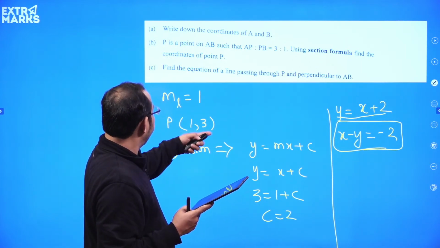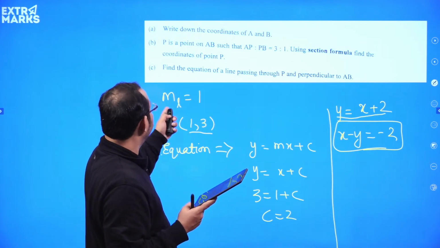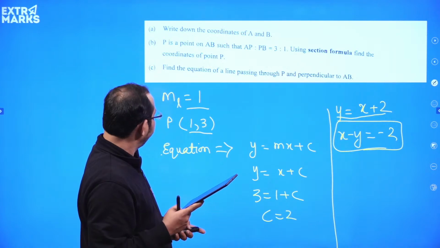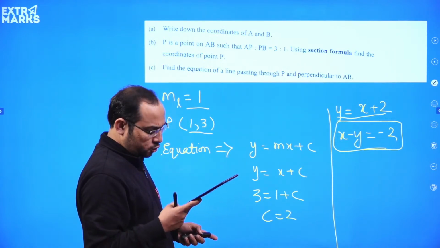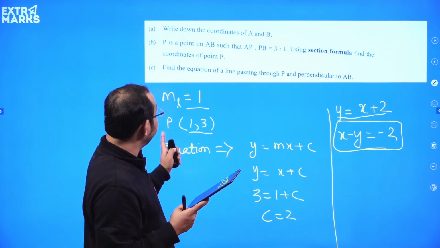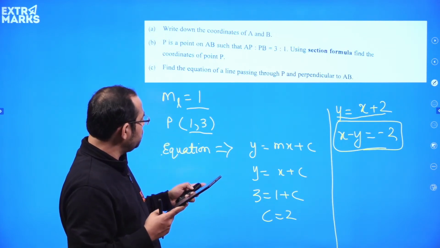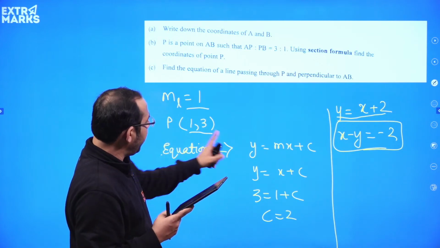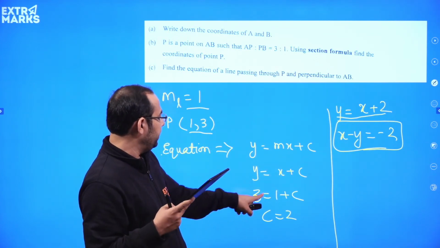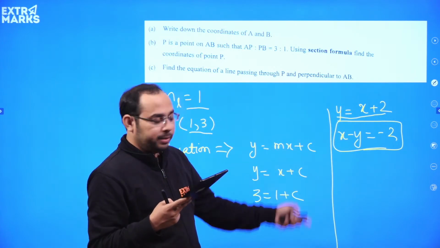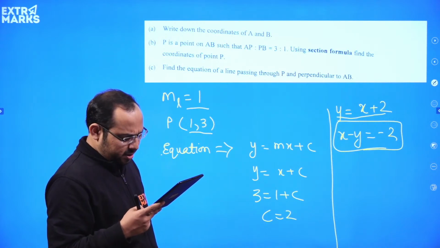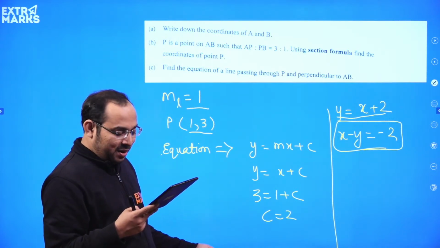Okay, so my point P is (1, 3). My slope is 1. If my slope is 1 and point P is where my line is passing through, the equation should come from y is equal to mx plus c. m is 1. So y is equal to x plus c. 3 is equal to 1 plus c. c is coming to 2. No beta, the equation should be this only. x minus y plus 2. That will work. That will work.